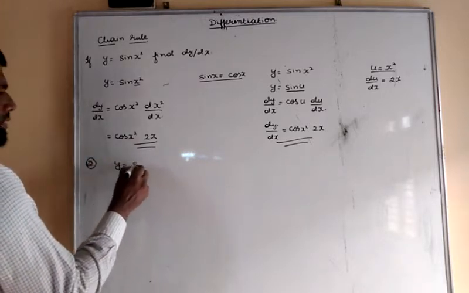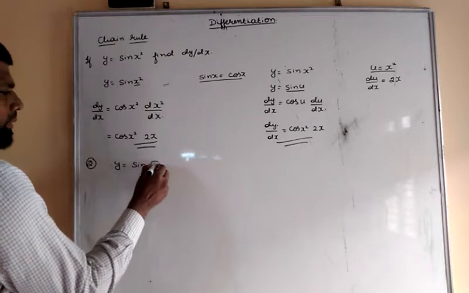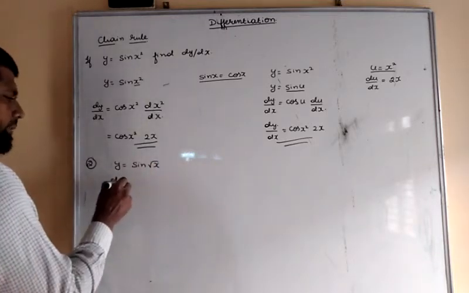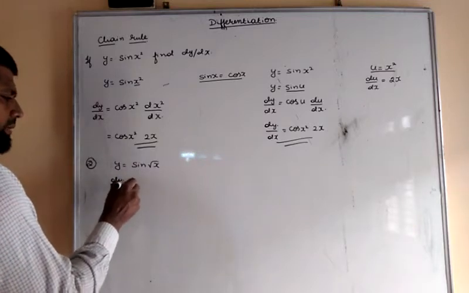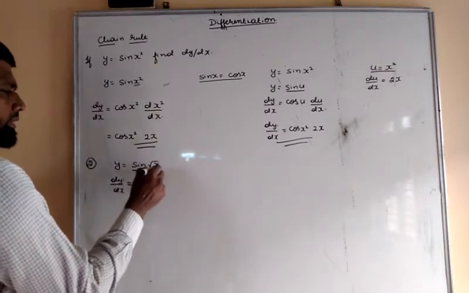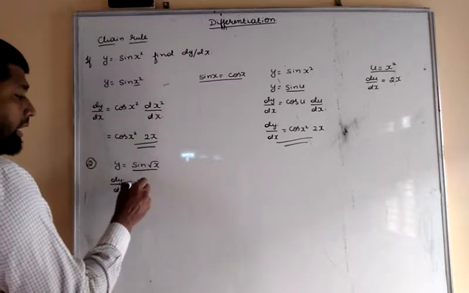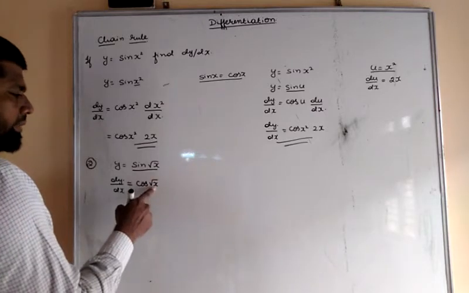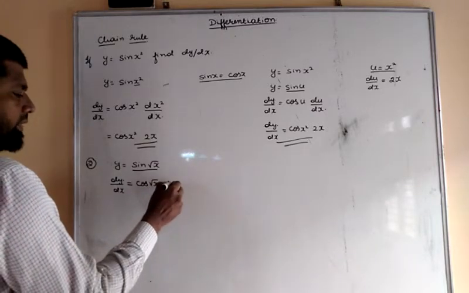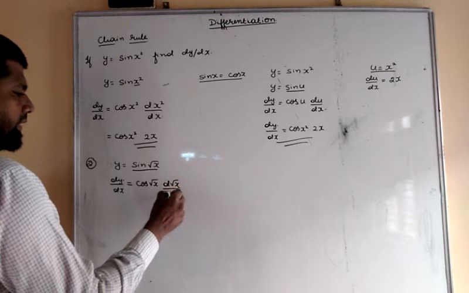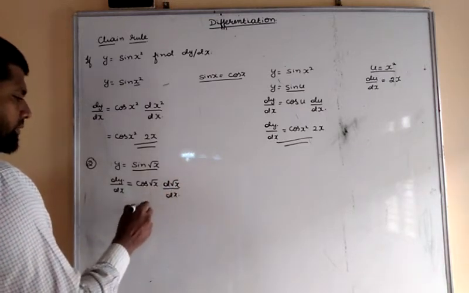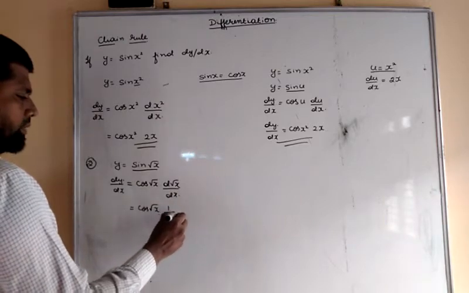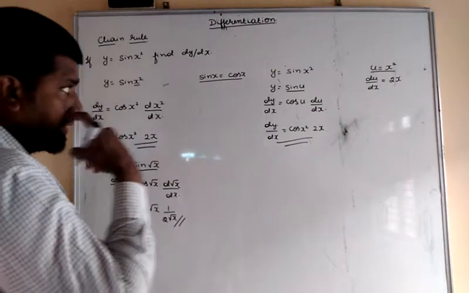y is equal to sine root x. I will do it directly here. Differentiation of y with respect to x: sine x differentiation is cos x. In the place of x, root x is there. So again you have to differentiate root x. So cos root x as it is, then differentiation of root x is 1 by 2 root x. So you can follow this method also.